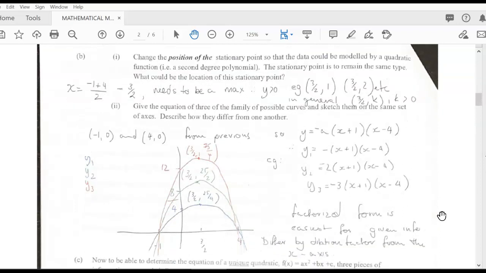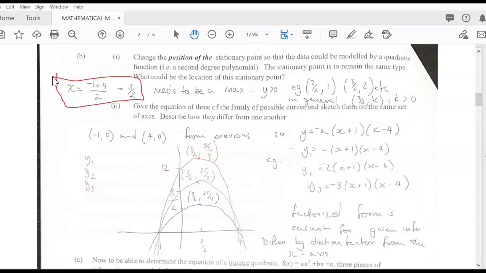All right, turning over the page. So question B, part 1. Change the position of the stationary point so that the data could be modeled by a quadratic function. All right, so before it wasn't a quadratic because our turning point wasn't halfway between our x-intercepts. So as I said before, halfway between your x-intercepts, you add them together and divide by 2, which is what is done here. So we get 3 over 2. So your maximum has to occur at 3 over 2.